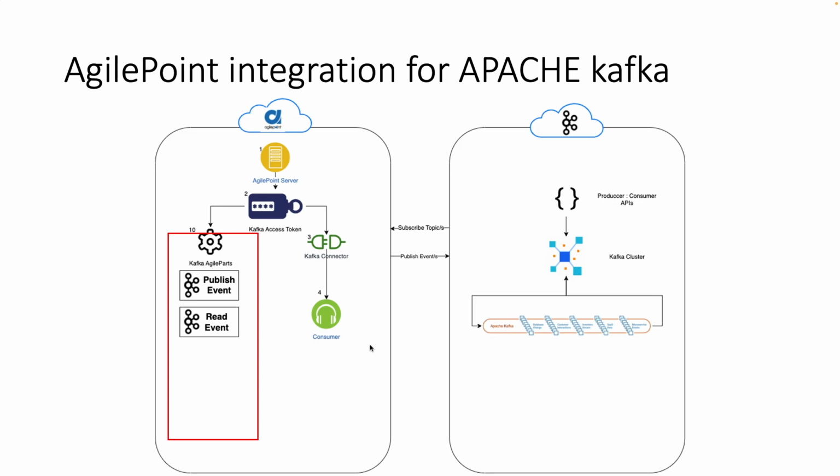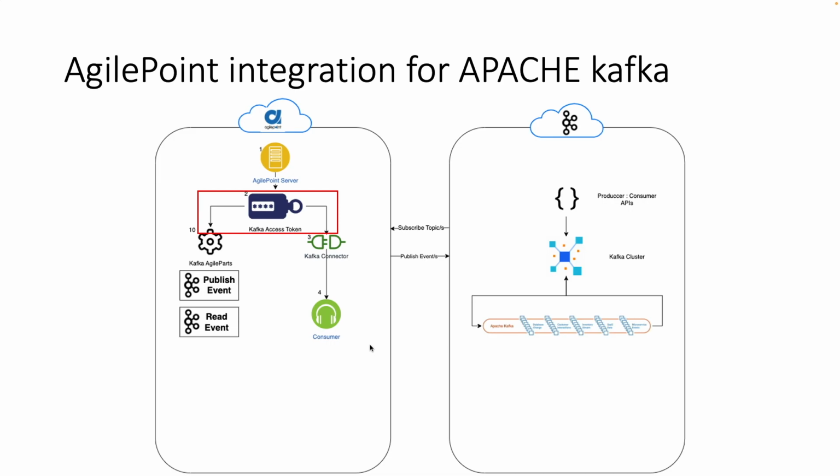Part 2 is a set of process activities. These will allow publishing and subscribing to events to and from topics as part of the process model automation. And of course, as part of the integration, a Kafka access token has been added to handle and manage the connections to Kafka for both the connector and activities.